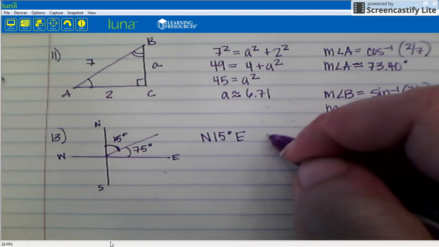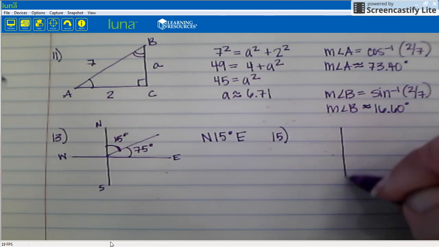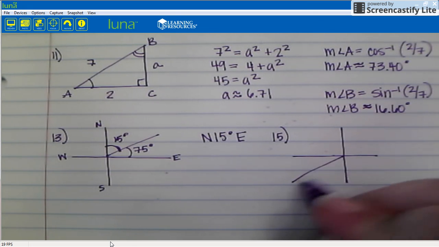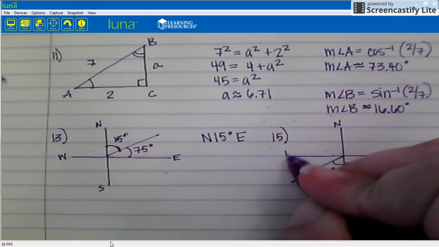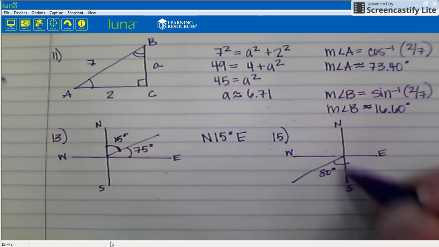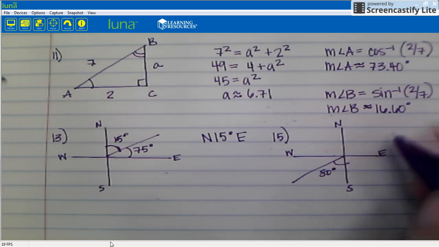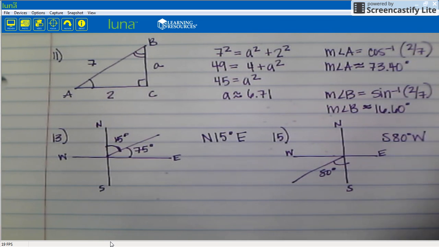And then for number 15, in a similar fashion, I'm given this angle in the plane, and we always have to use the angle with the north-south line, which is the angle given to us this time. So our directional bearing is going to be south 80 degrees west.